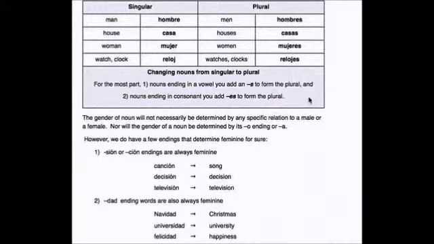So the first thing we're going to do is look at the table here, and we have, for instance, man. Man in Spanish is hombre. Hombre, right? But if we want to say the plural, men, we would say hombres. So what we did is we added an S. If we want to say house, house in Spanish is casa. If we want to say houses, we would say casas. Very good. Again, we added an S.